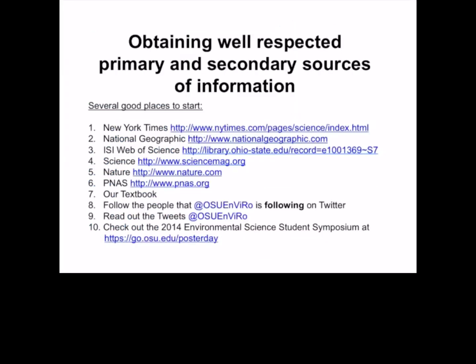In many parts of this class, we will ask you to find journal articles from well-respected primary and secondary sources. Here are some very good places to start. And I encourage you after class to continue to read the articles and information that are published from these sources. They are extremely well respected. You're probably familiar with many of these: the New York Times, National Geographic, Science, Nature, the Proceedings of the National Academy of Sciences. These are excellent places to start to find very well respected, peer-reviewed articles about the world around you. All of these are also free.